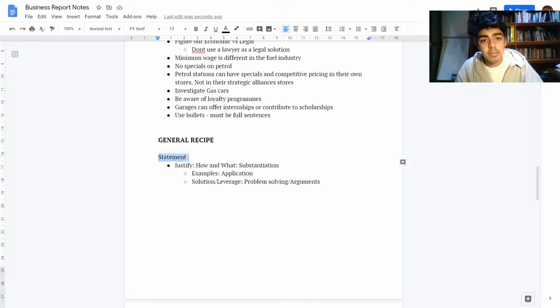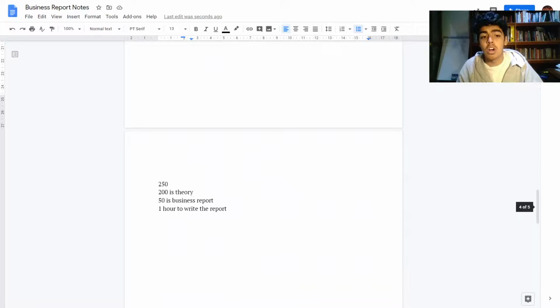Now, this is a general recipe that a lot of people use. You make a statement, you justify how and what and why, and this gets you your substantiation. You then give examples. Remember, they should be industry-specific, and that's your application. Then you do solution and leverage, and this gives you your problem-solving and your arguments.